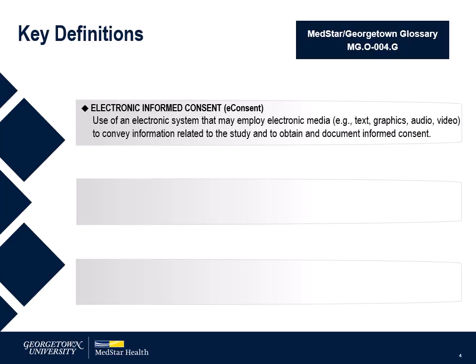Throughout this presentation, key terms that will be used include e-consent, which is the use of an electronic system that may employ electronic media, such as text, graphs, audio, video, to convey information related to the study and to obtain and document informed consent.